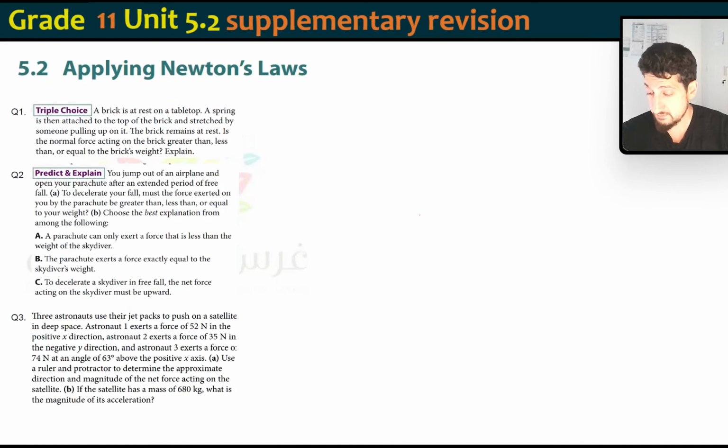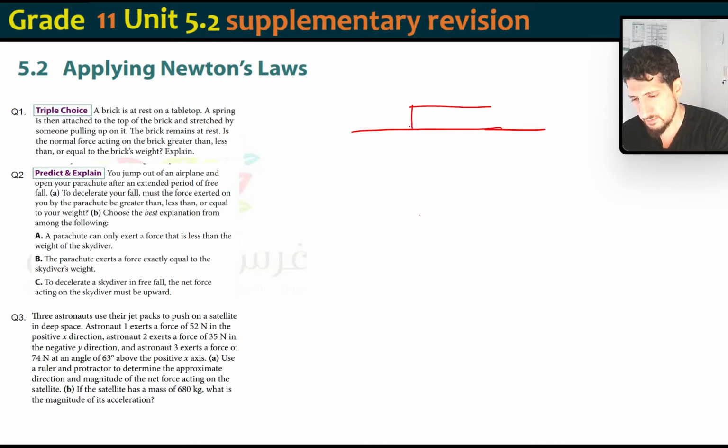So let's start. The first question says a brick is at rest on a tabletop. A spring is then attached to the top of the brick and stretched by someone pulling up on it. The brick remains at rest. Is the normal force acting on the brick greater than, less than, or equal to the brick's weight? And explain. Here's the tabletop. Here's a brick.